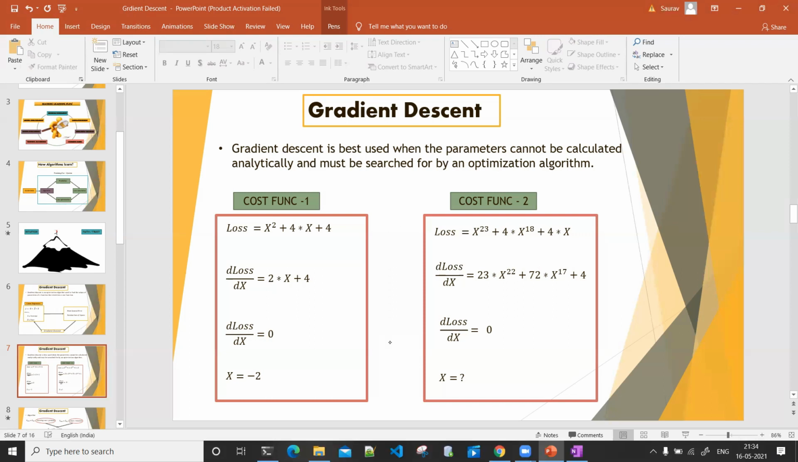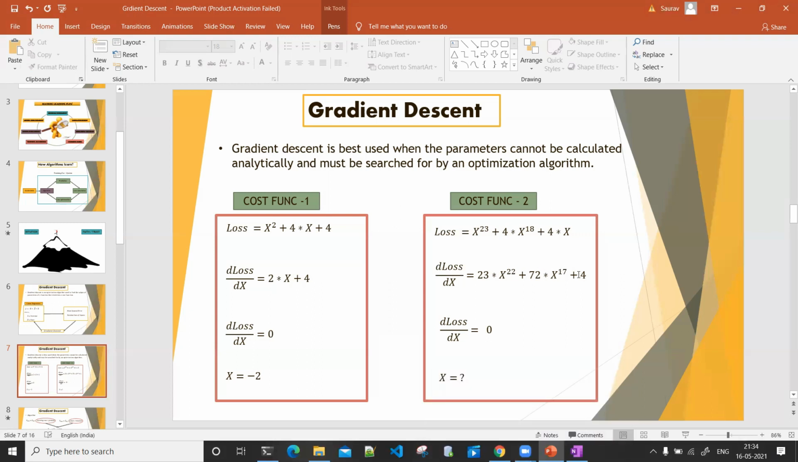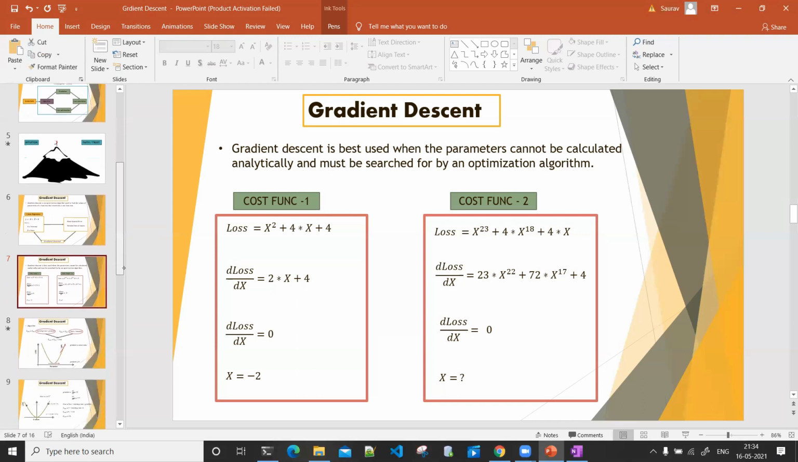So, whenever someone asks you, the reason why we use gradient descent is that it can easily approximate. There are many benefits of gradient descent. One of them is that it is very simple. And second, it can approximate higher degree polynomials or higher degree cost functions.